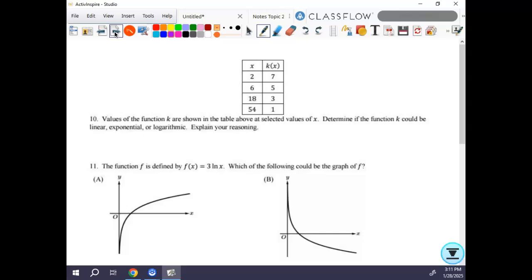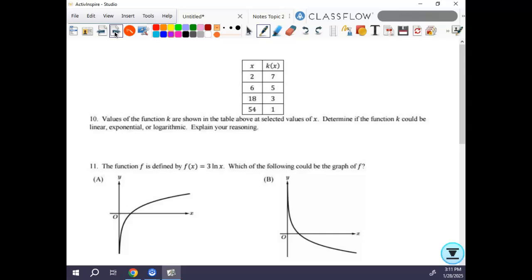All right, values of function k are shown in the table above for selected values of x. Determine if the function k could be linear, exponential, or logarithmic, and explain your reasoning. Okay, so I just realized that the key I had out for y'all to look at had last year's words, before we got more information. So we want to be careful with this.